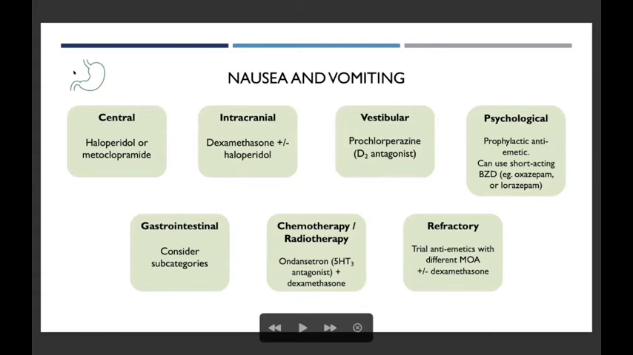So in terms of central, we might go haloperidol and metoclopramide. Intracranial is the dexamethasone, because that reduces swelling as a corticosteroid. Vestibular, prochlorperazine. Psychological: we can use a prophylactic antiemetic, so an antiemetic in anticipation of the fact it's going to come on, to hope that it just abates it.